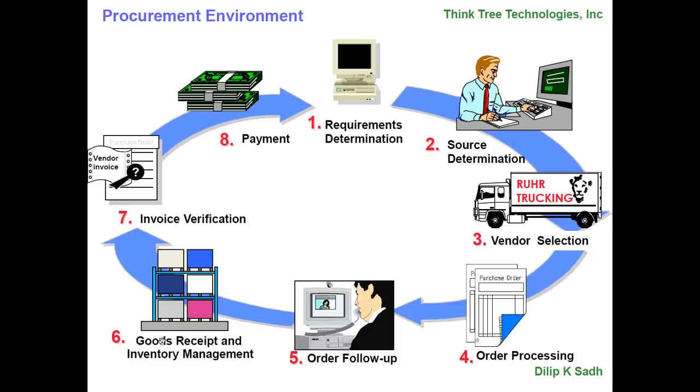Once the material arrives at my door, I do inventory management. I do a goods receipt. I receive that material in my warehouse. Next step, I do invoice verification, which means I verify the invoice. In the next step, I do the payment. Vendor gets to see some Benjamin Franklins. In the entire SAP MM module, at a high level, these are the 8 steps. Requirement, determining source, selecting the right vendor, creating purchase order, doing a follow-up, receiving the goods, verifying the invoice, and paying the vendor.